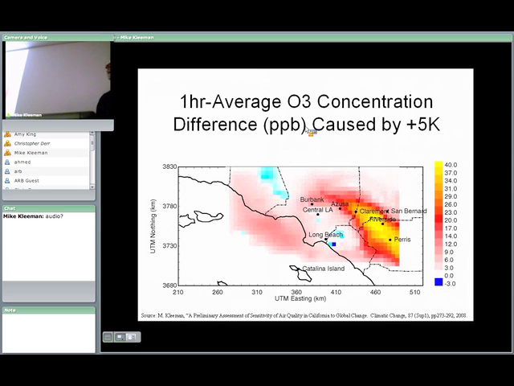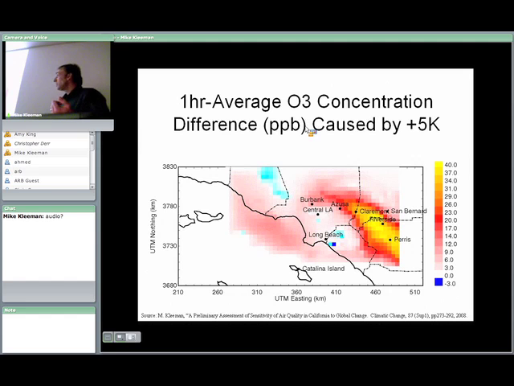This is a plot of the increase or decrease in ozone concentration as a function of location that would result if the temperature would have been 5 degrees warmer on that day. And so the base case concentrations were 300 parts per billion. This is how much extra ozone you would have gotten if you would have had a warmer temperature. And it's around 40 parts per billion, so almost 10% more ozone at the location where the peak ozone occurred.